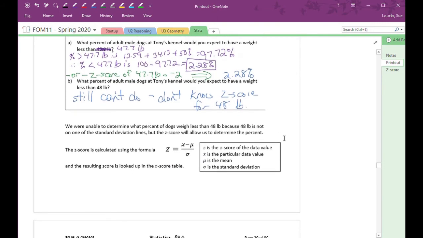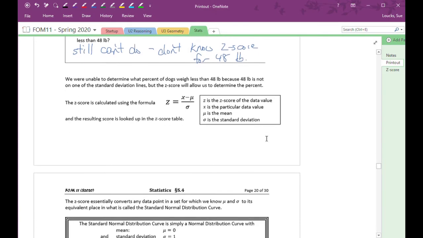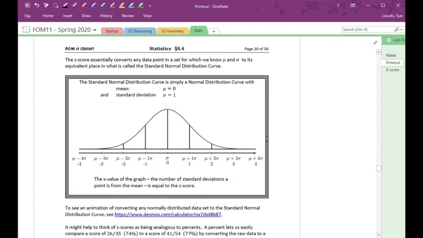Okay, here is the formula that we can use to calculate the z-score. It's pretty straightforward. Z equals the data value minus the mean divided by the standard deviation, and that's your z-score. You look it up in the table and you find the percent. So let's look at how this works first. Essentially, the z-score converts any data point in a set for which we know the mean and the standard deviation to its equivalent place in what's called the standard normal distribution curve.